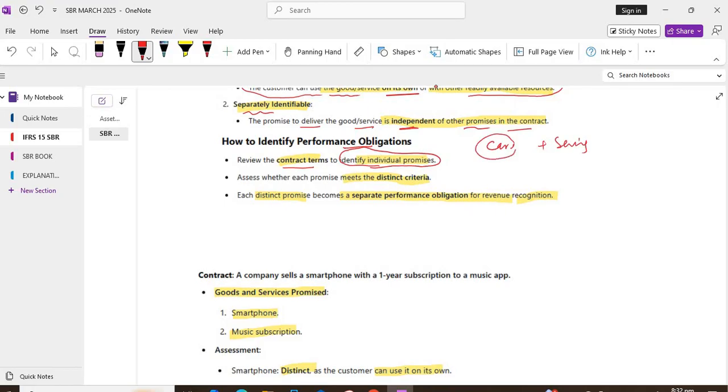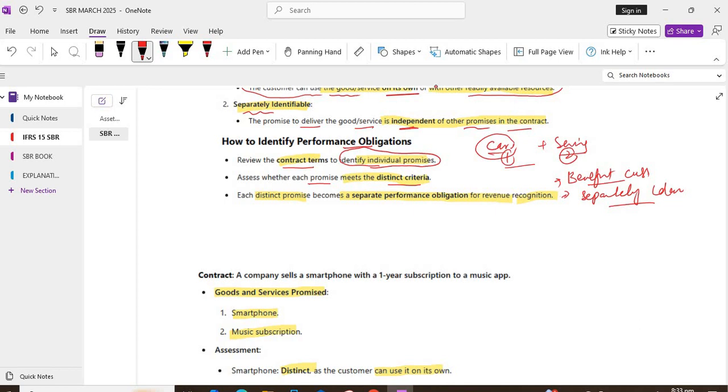So in the contract you review that there are identifiable individual promises. The first one is car, the second one is servicing. Now assess whether each promise meets the distinct criteria. For distinct criteria, we have studied that it will give benefit to the customer, and the second thing, it is separately identifiable. So car and servicing both can benefit the customer and both can be separately identifiable. It means that they meet the distinct criteria for good or service.